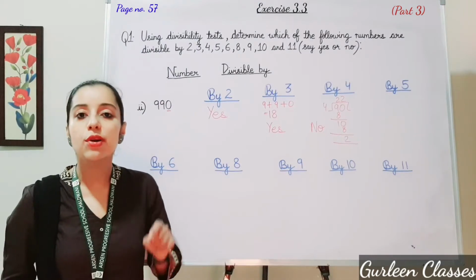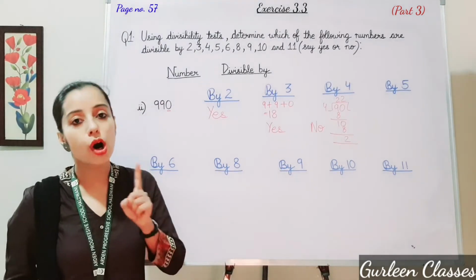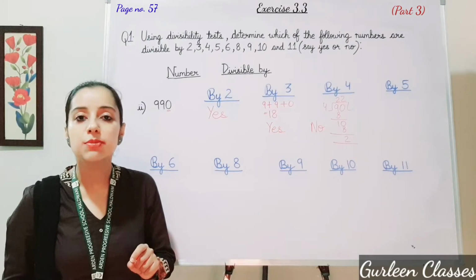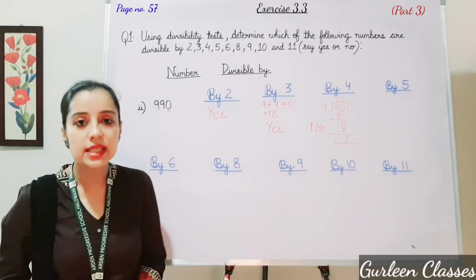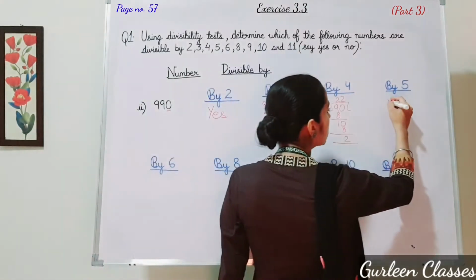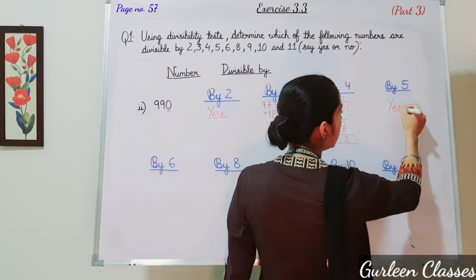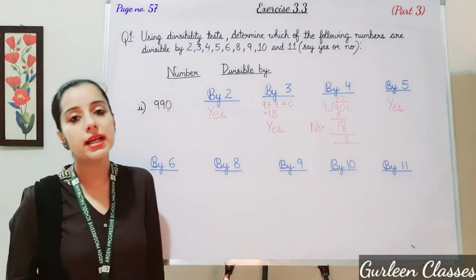At ones place, if you have the number 0 or 5, the number is divisible by 5. So at ones place we have here 0. So yes, it is divisible by 5. So right here, yes. Now divisibility by 6.